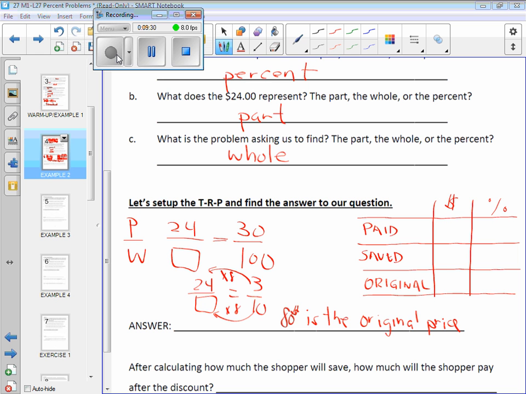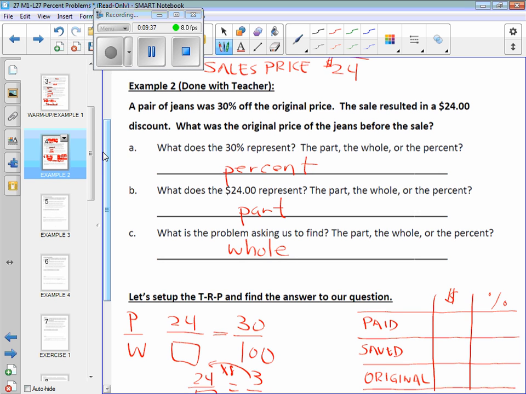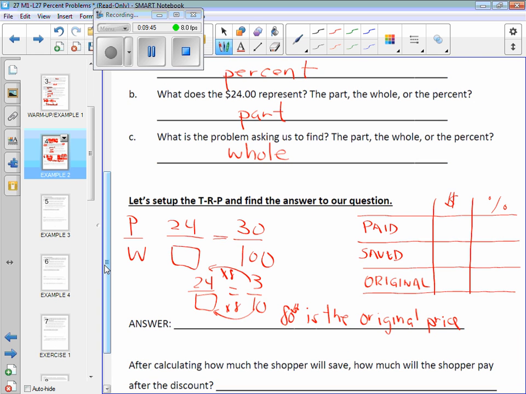All right, ready? Now let's do the dollars first. $24 discount. Where in the table does that go? Let me show you what the columns look like. This is for all our dollar amounts. This is for all our percents. Is that 24 the dollars paid, the dollars saved, or the original price?